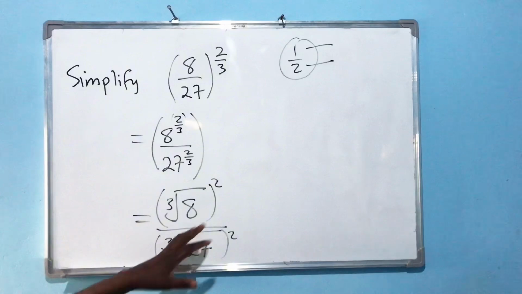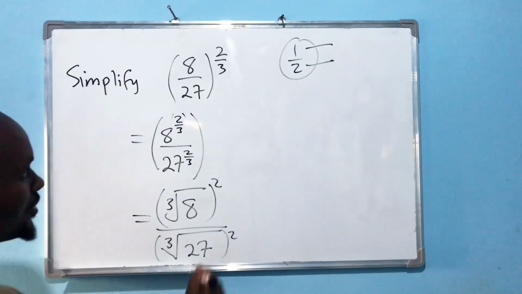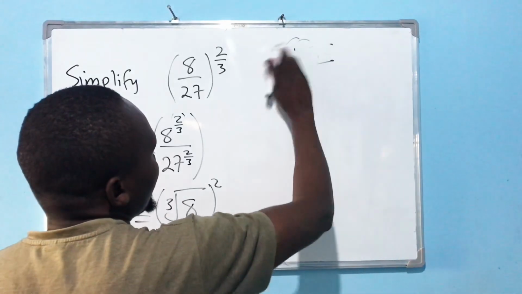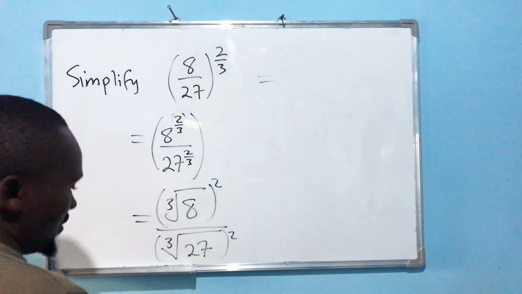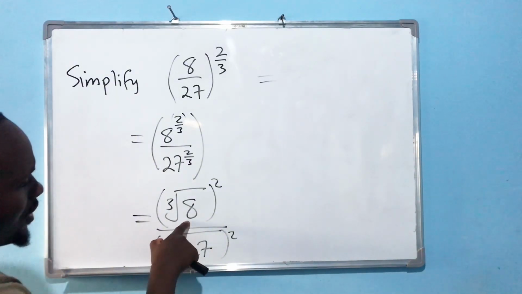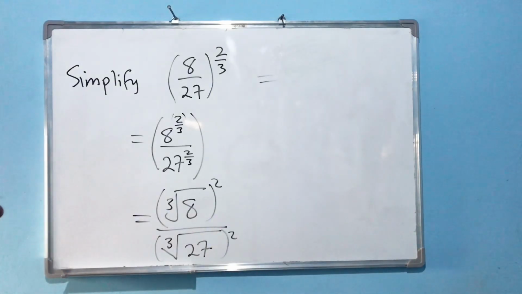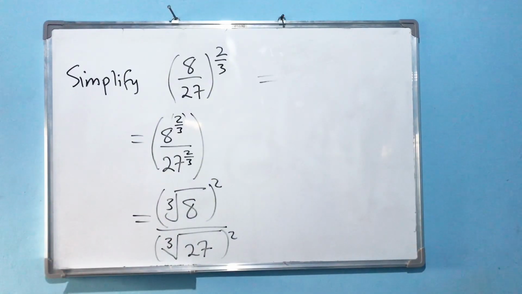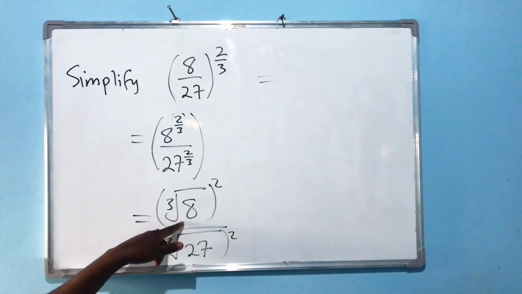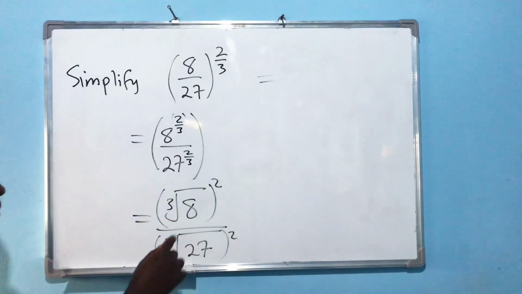So now, after simplifying to this stage, the next thing that we want to do is to find the final answer. What we need to do now is to just simplify what is already there. What is the number that you can multiply by itself 3 times to give you 8? That's what the cube root means. That number is 2. So 2 times 2 gives you 4, and 4 times 2 gives you 8.